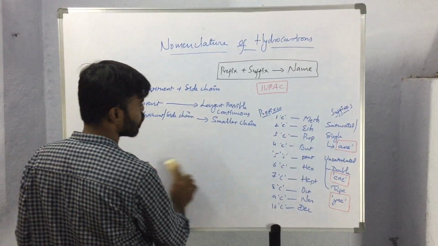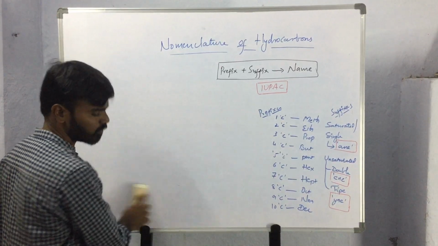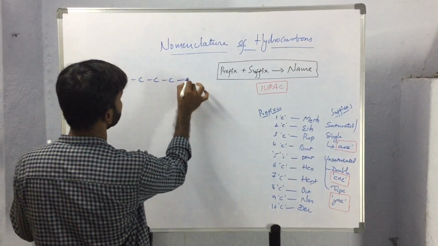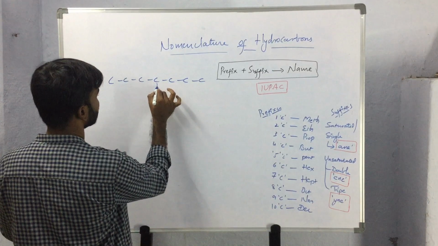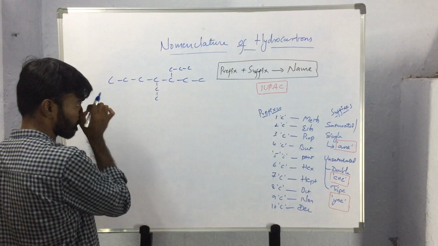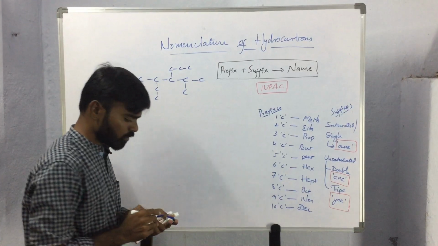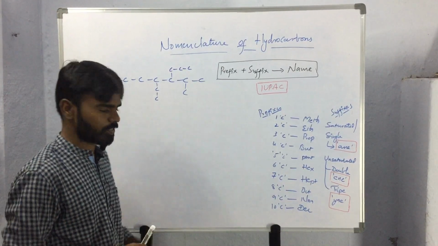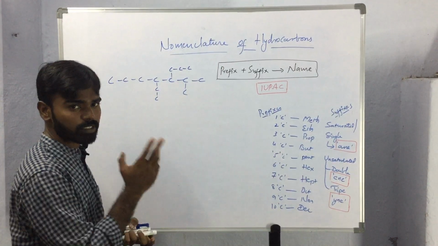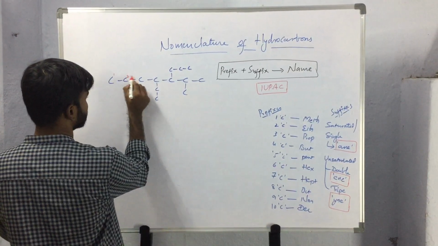What if more than one side chain is present? If we observe this case, as usual, what we have to do, we have to select the parent chain first. What is the parent chain? The longest possible continuous chain. So here we will select the parent chain first.